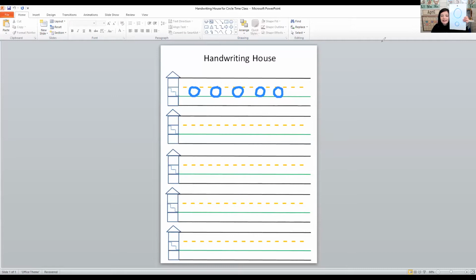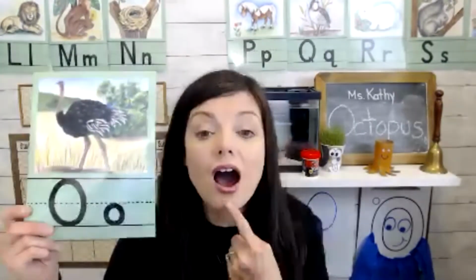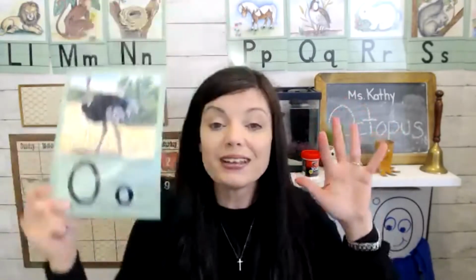And now it's time to talk about the sound that letter O makes. Letter O makes this sound, ah. Letter O is a vowel. Can you help me sing the vowel song? A, E, I, O, U, A, E, I, O, U, A, E, I, O, U. These are the vowels. The vowels are special because every word must have one. If it doesn't have a vowel, then it's not a word.